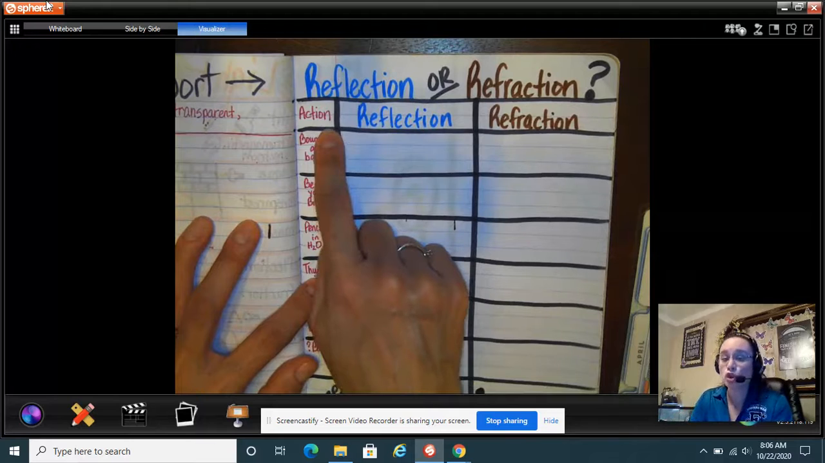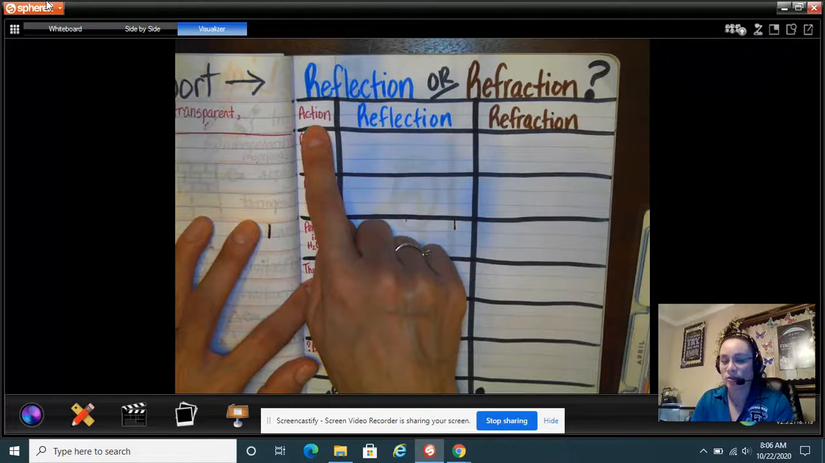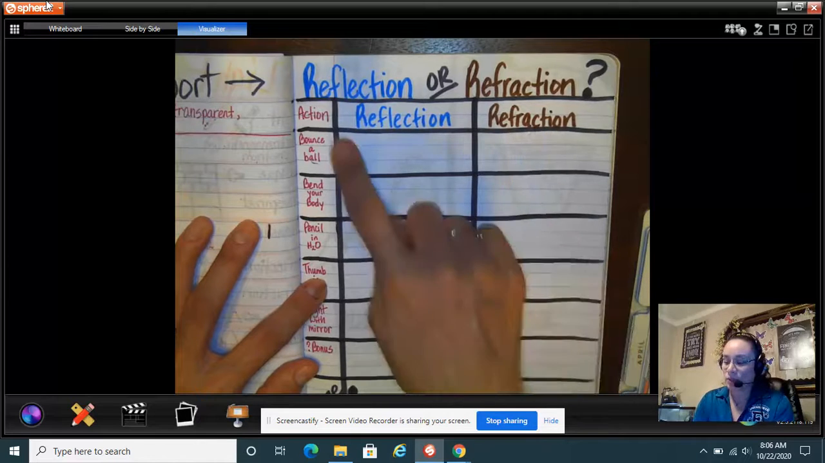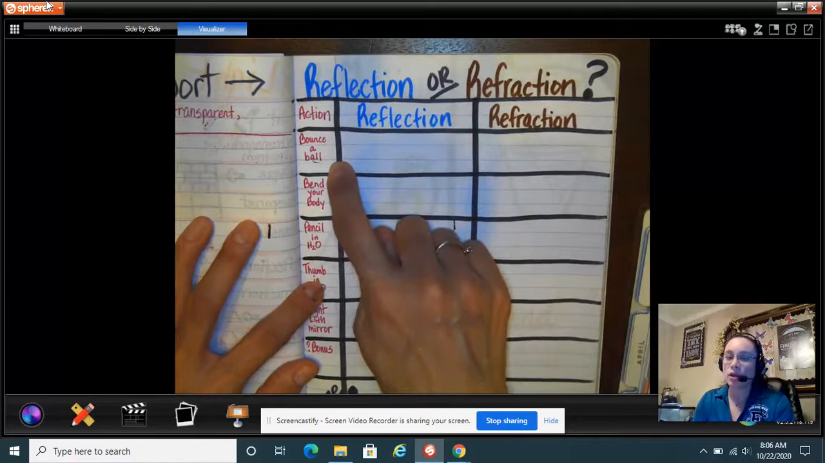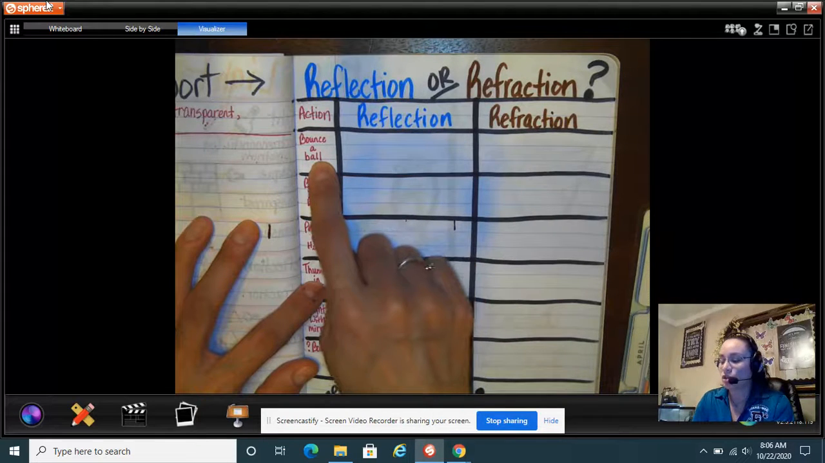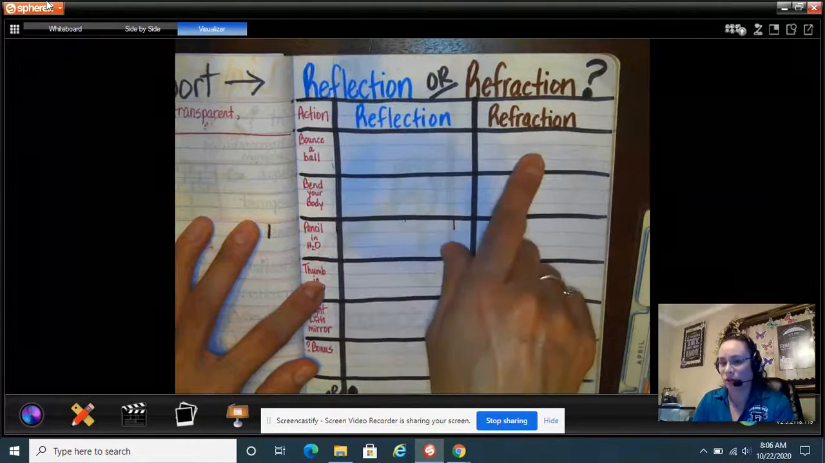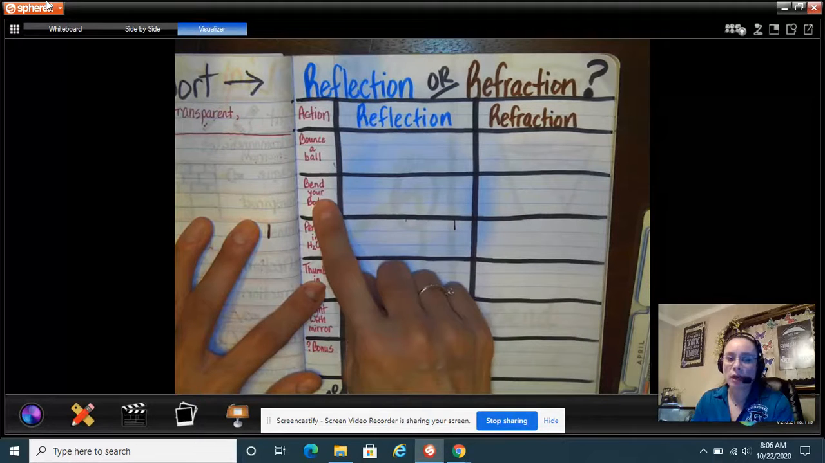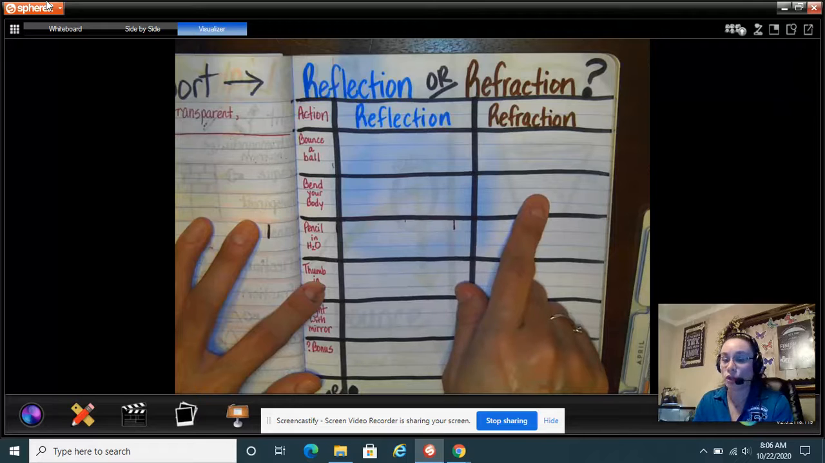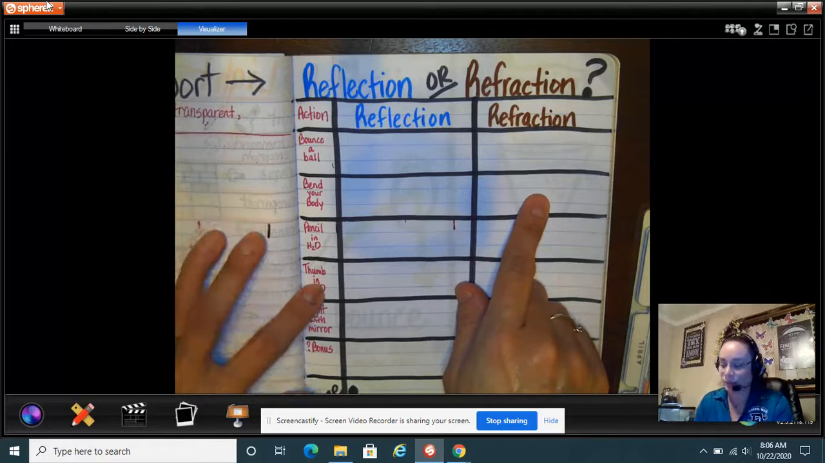So I skipped 2 lines and I put the subtitles action, reflection, refraction. Then I skipped 3 lines for the action. Okay, so you're going to bounce a ball on Thursday, and then you're going to check off, well, is it reflection or refraction? You're going to bend your body. Is that an example of reflection or refraction? And you're going to check off what you think, and then we're going to test it.